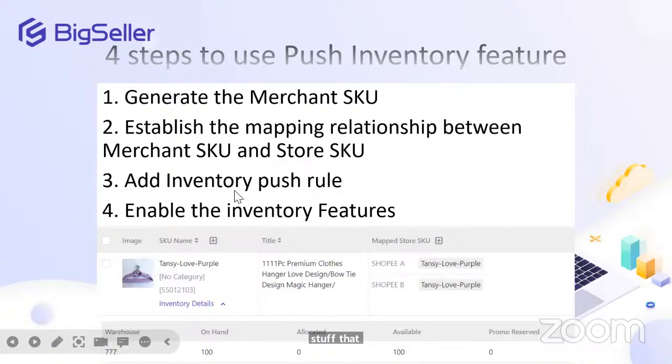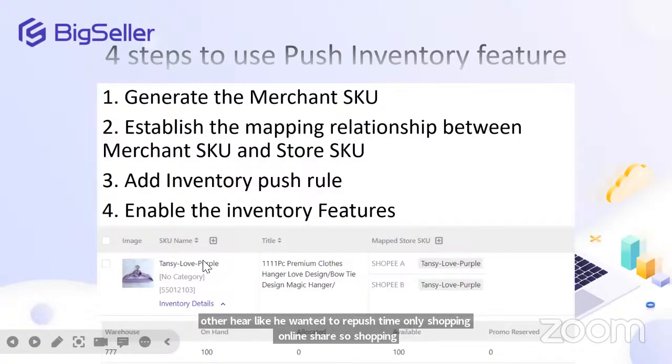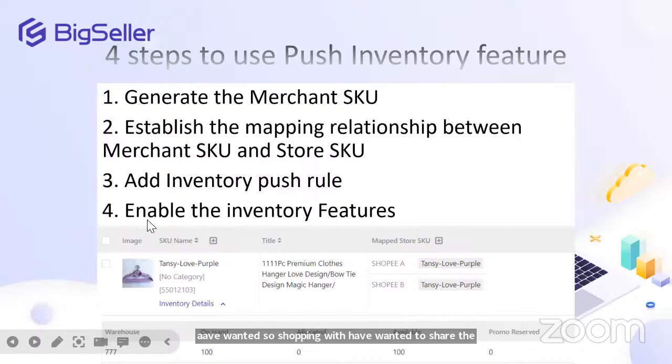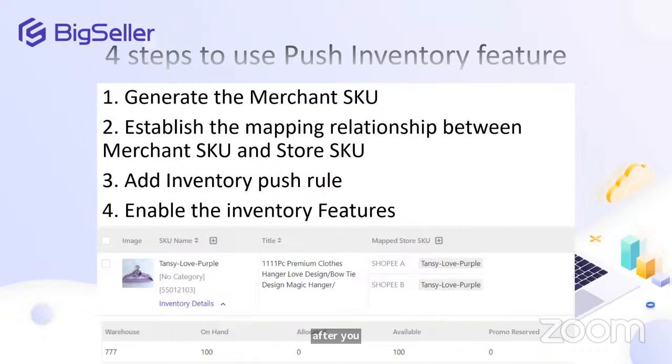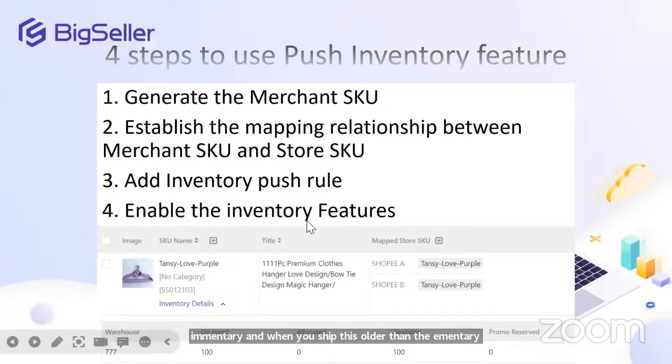And the third step is to add the inventory push rule. After you set the push rule, the inventory in Big Seller, like here, 100, will be pushed to my online shop. So Shopee A will have 100, Shopee B will have 100. They share the same stock of this merchant SKU. And the final step is to enable the inventory features. After you enable it, when new orders sync to Big Seller, it will allocate the inventory. And when you ship this order, the inventory will be automatically deducted.